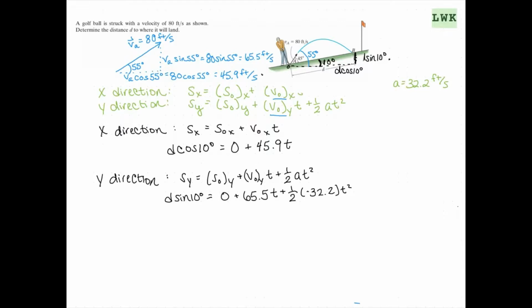So now we have two equations, and we can just solve for the variable. So if we say t equals d cosine 10 degrees over 45.9, and then we can plug that t in here, that'll give us a d value of 166 feet. And then we can solve for t, which will give us 3.568 seconds.